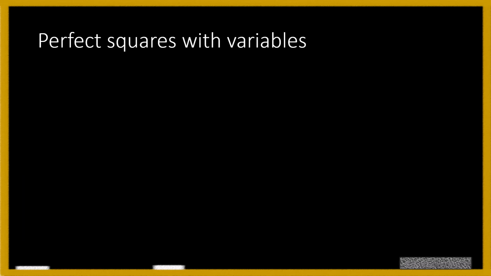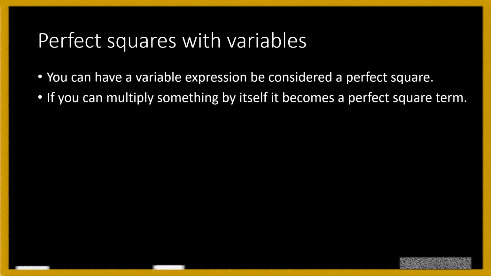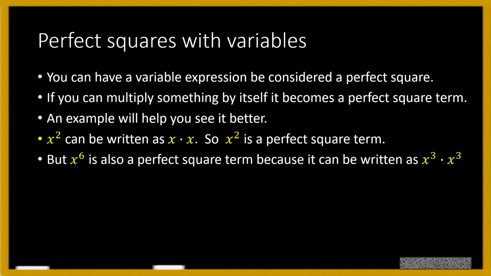Now, perfect squares with variables, you can also have that. You can multiply something by itself, it becomes a perfect square term. An example is going to help you see it better. So let's take a look at x squared, which can be written as x times x. So x squared is called a perfect square term. But in this case, x to the 6th is also a perfect square term because it can be written as x cubed times x cubed.